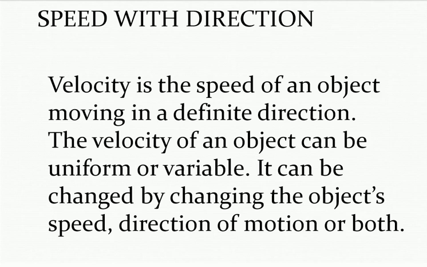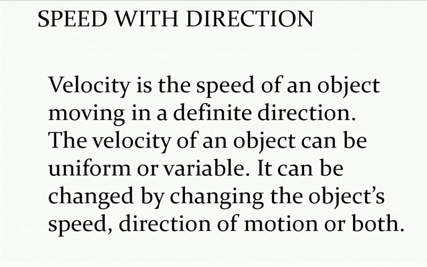Suppose you are riding your scooty or your bike. Sometimes you accelerate, sometimes you decelerate, sometimes you put the brake. So the velocity changes. That kind of velocity is known as variable velocity. Suppose your velocity is constant, like exactly 45 km per hour or 50 km per hour, then that is called uniform velocity. Velocity can be changed by changing the object's speed, direction of motion, or both.